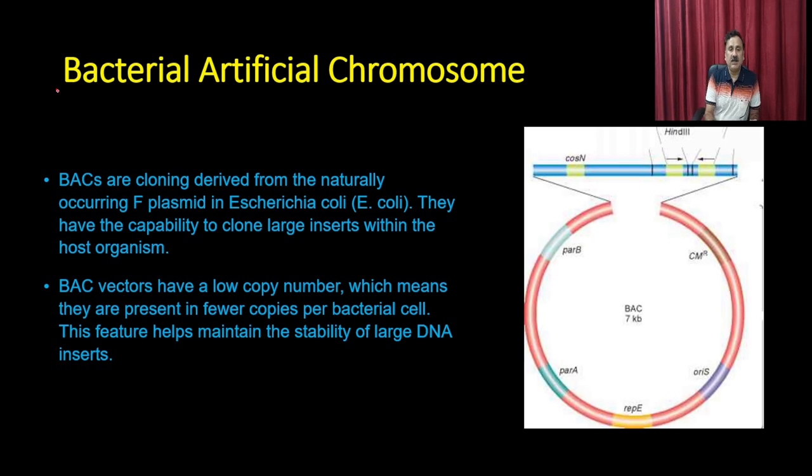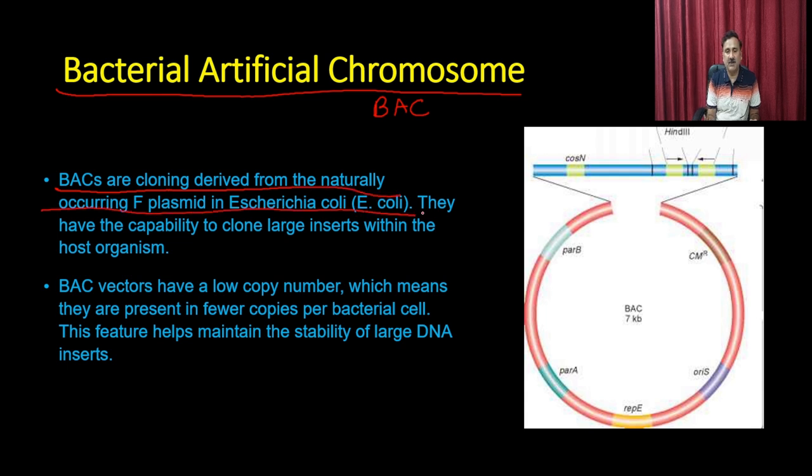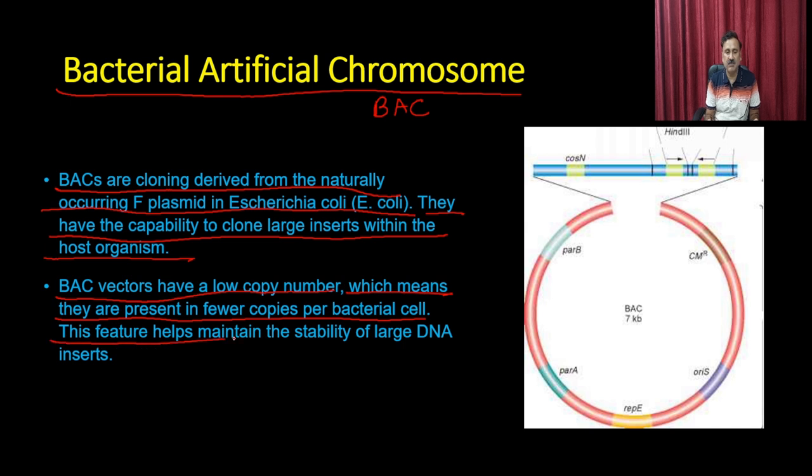Then we have the bacterial artificial chromosome, or BAC. BACs are cloning vectors derived from the naturally occurring F plasmid in E. coli. They have the capability to clone large inserts into the host organisms. BAC vectors have a low copy number, which means they are present in fewer copies per bacterial cell. This feature helps maintain the stability of the large DNA insert.